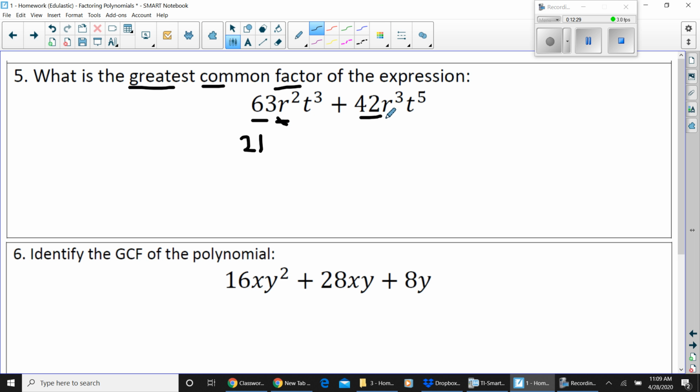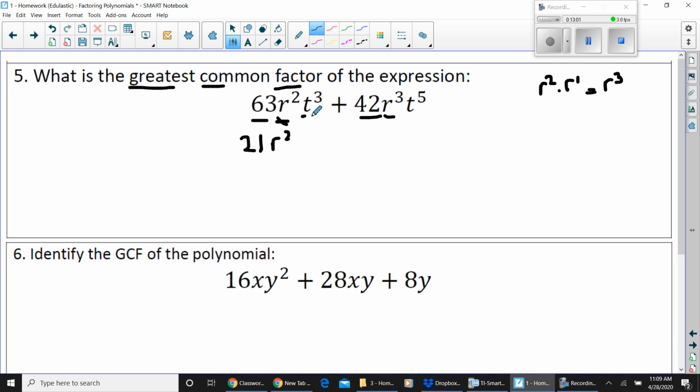R and R squared and R to the third. The exponent that's the least comes out, because R squared goes into R squared and R squared goes into R to the third as well. If you don't believe me, R squared times R is R to the third. So yes, R squared is used to get R to the third. That means it is a factor. It is the greatest common factor that you can pull out.